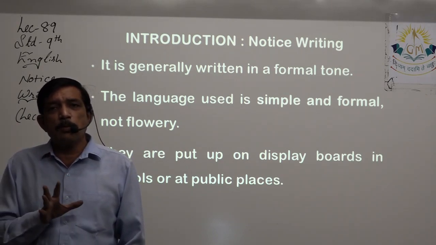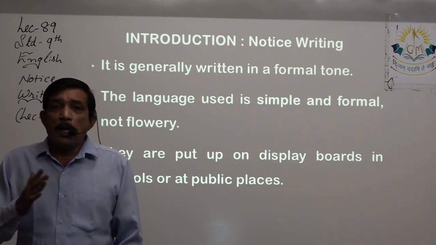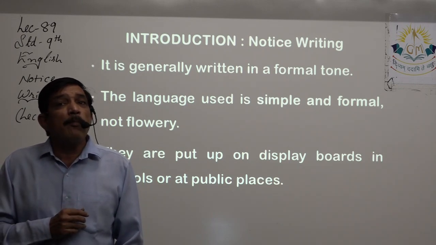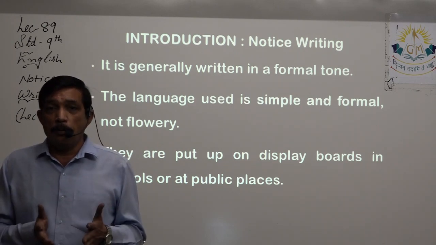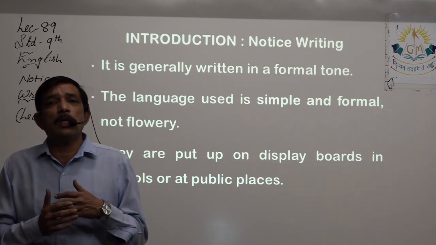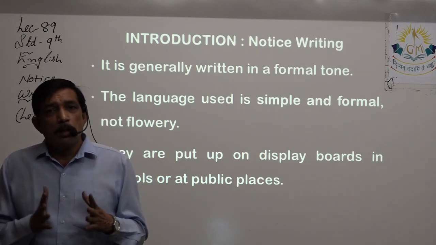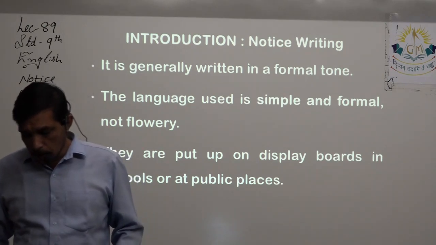It should be very simple, so that all the students, there are bright students in the school, there are going to be some average students, there are going to be some below average students. Yes, so we have to consider all of them equally and convey the message in very, very simple and lucid language, so that everybody is able to grasp whatever you have written in the message.